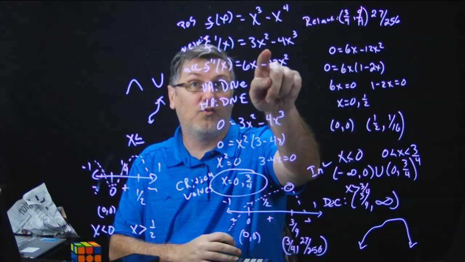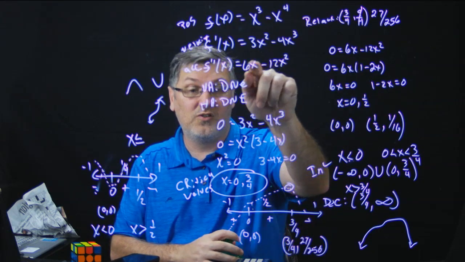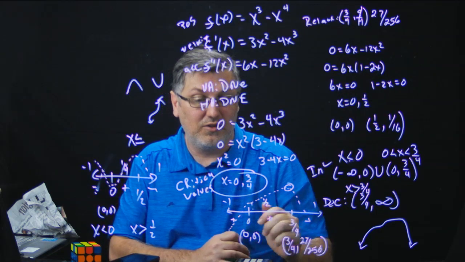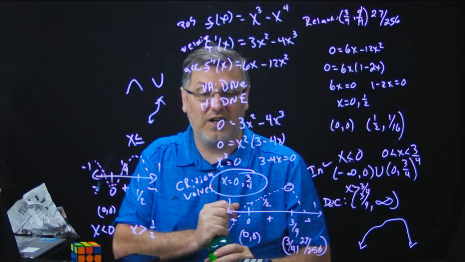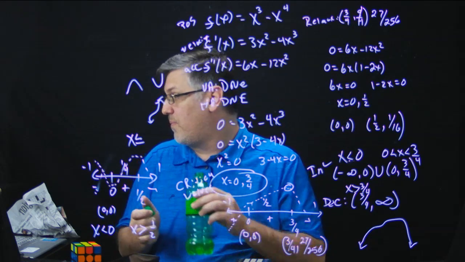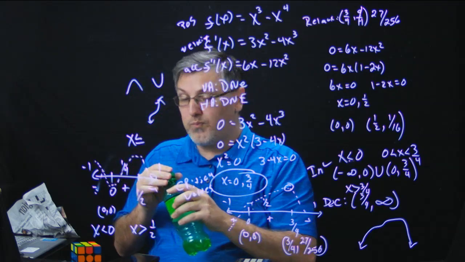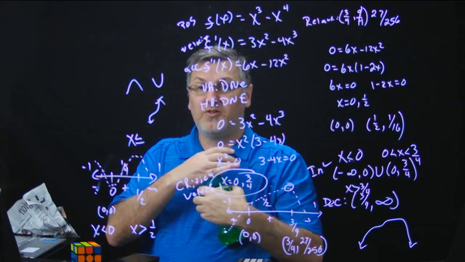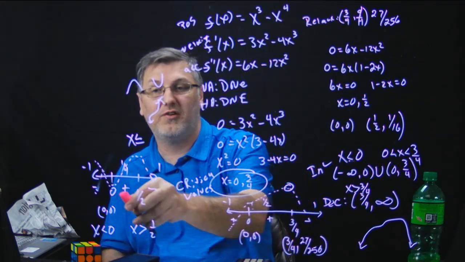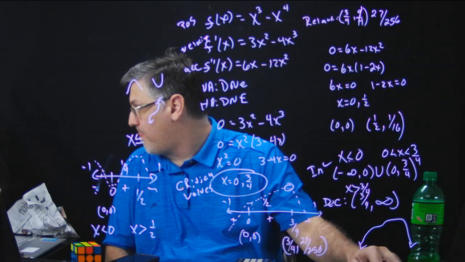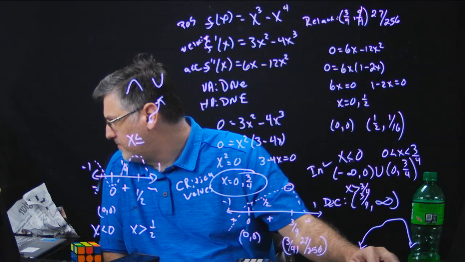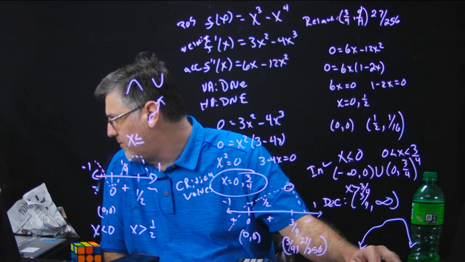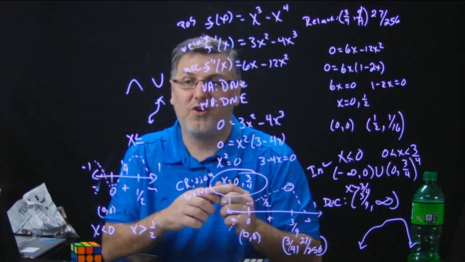Another way you could see it is if you graph the derivative function and just look to see where that's increasing or decreasing. If it's decreasing, it's concave down. If it's increasing, it's concave up. So I guess this would technically be concave up between 0 and 1/2. That's right, concave up.